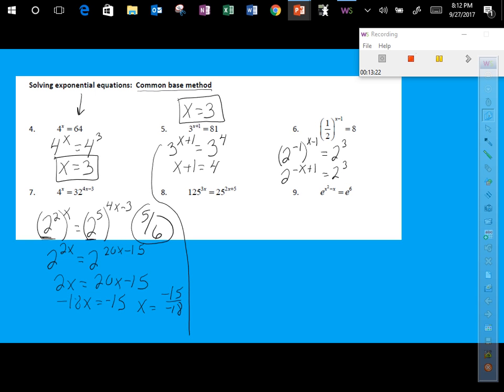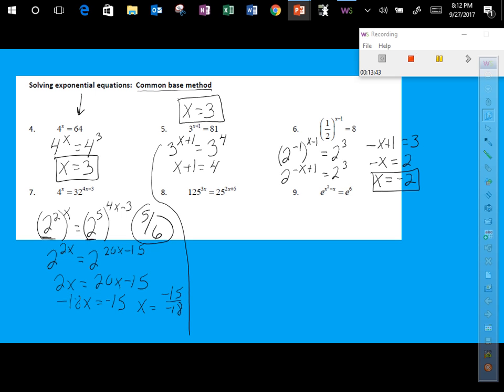So once again, I just multiplied my exponents. A power to a power, you multiply your exponents. Now when I work with my exponents, I've got negative x plus 1 equal 3. If we solve this by subtracting 1, the opposite of x equals 2. So x must be negative 2. So that's how we solve them with the common base.